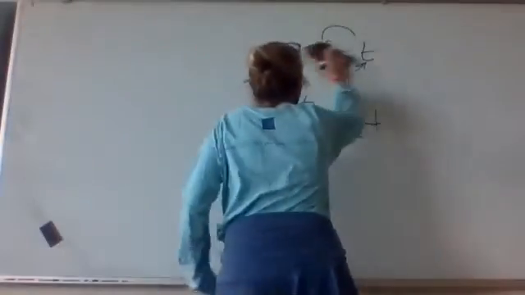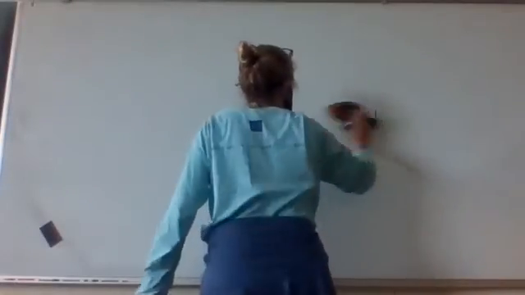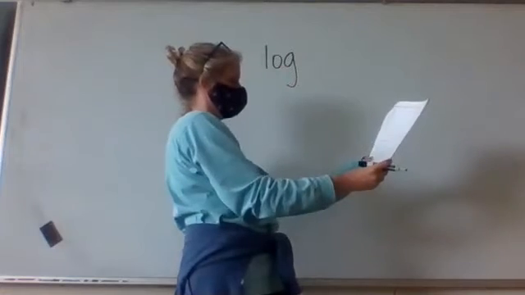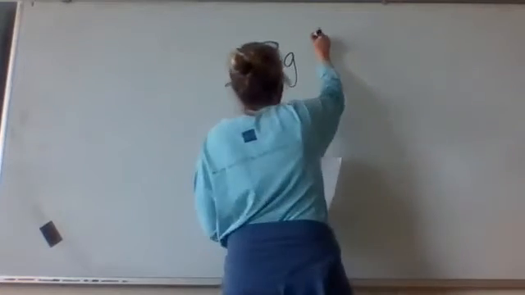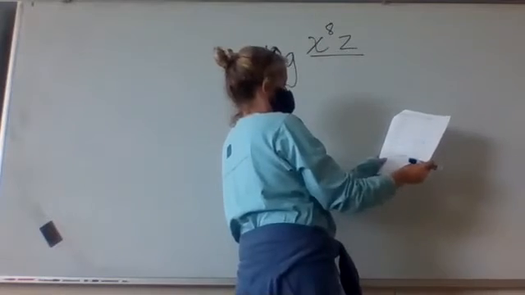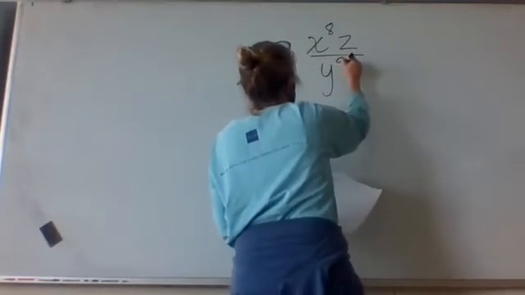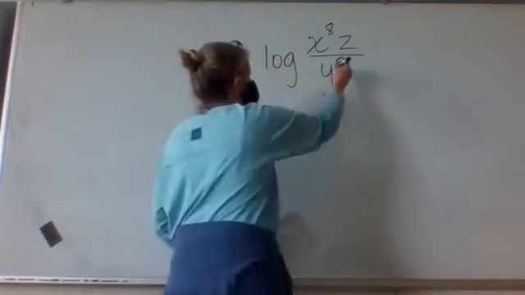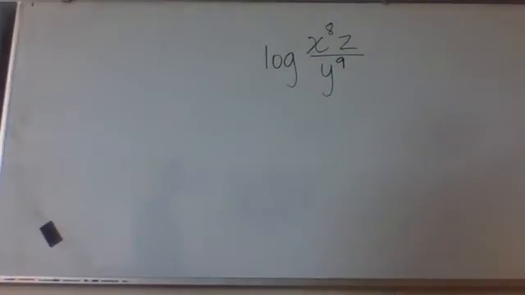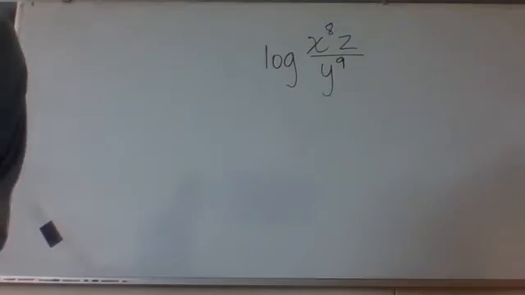Number 23: log of x to the 8th z over y to the 9th. It wants us to rewrite this in terms of sums and differences.